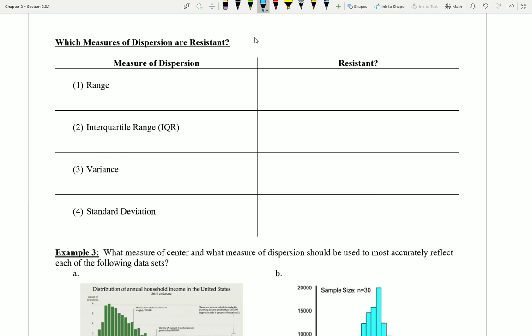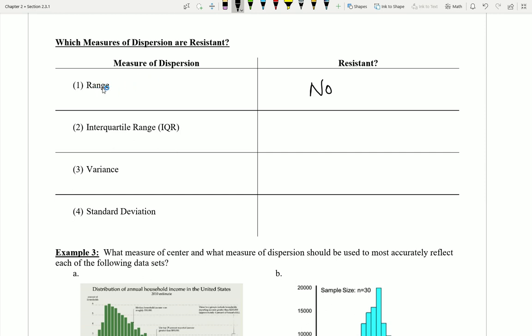We'll culminate this particular section by taking a look at this idea of resistance. Remember that in the last section we said that some sort of numerical summary would be resistant if it was not affected by very large or small data values that would occur within a data set. Well, we've already talked about, back when we were discussing range, that the range is most certainly not resistant.